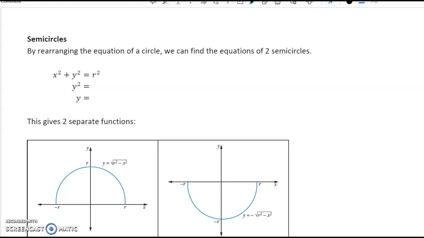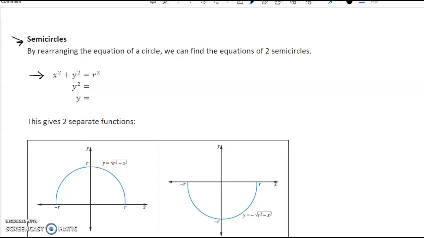Boys, last lesson we looked at the equation of a circle, and today we're looking at the equation of a semicircle and what that graph looks like on the number plane. So we can see here that was our form for the equation of a circle that was based at the center being on the origin. And so for a semicircle, we can see how we get the formula by rearranging the equation of a circle.